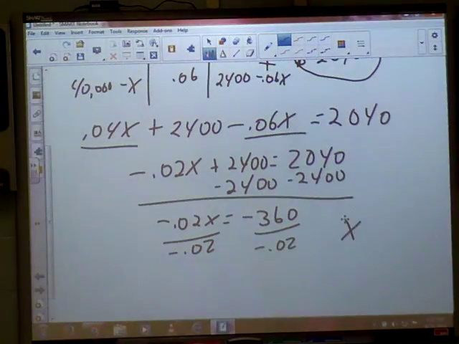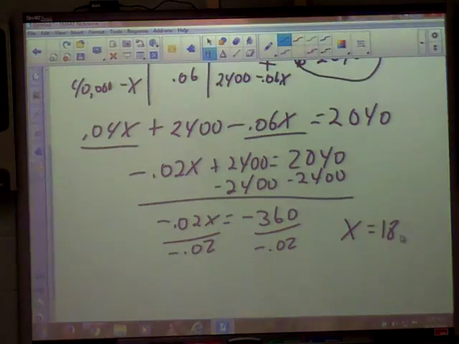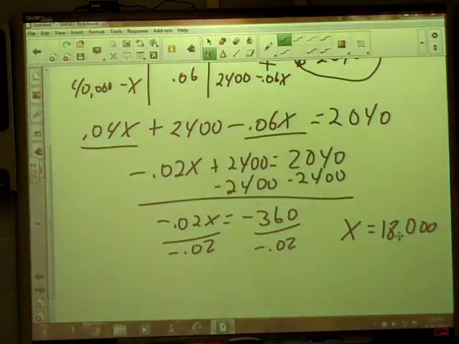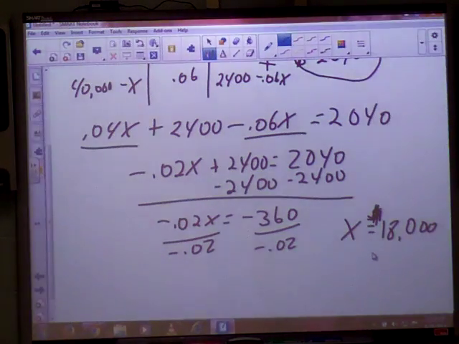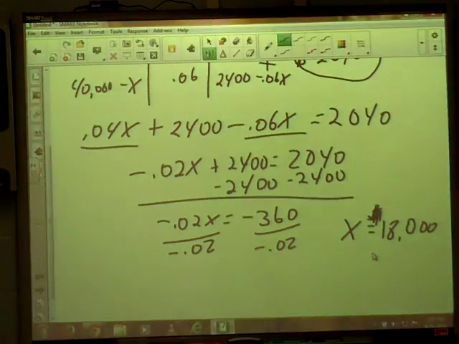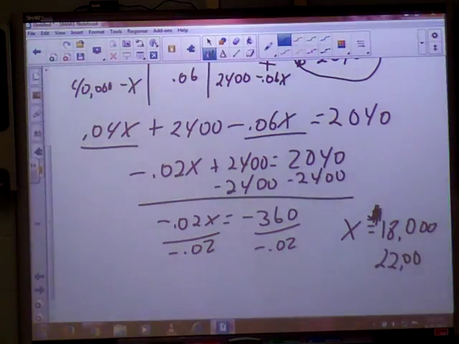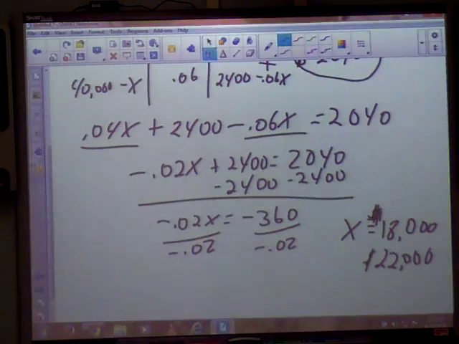How much money is that, Zane? 18,000. So at 4%, we invested $18,000. How much did we invest at 6%? All the rest of it. So 40,000 minus 18,000 would be what? 22,000. So there's how much we invested at the two different rates.